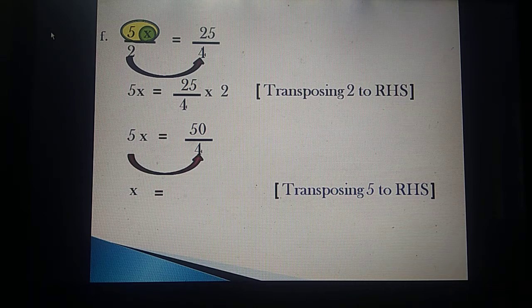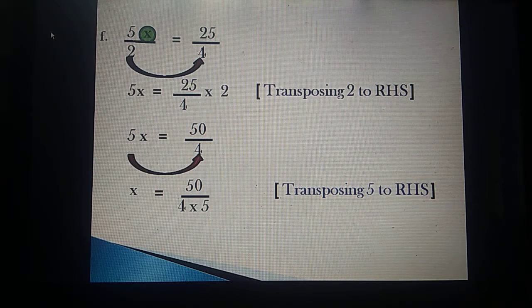So when the denominator is already there and a new denominator is coming after transposing, we are supposed to multiply the 2. So you will get it as 50 upon 4 into 5. Now this is your final expression. As you can see, no more constants or no more values are left along with variable in the circle.